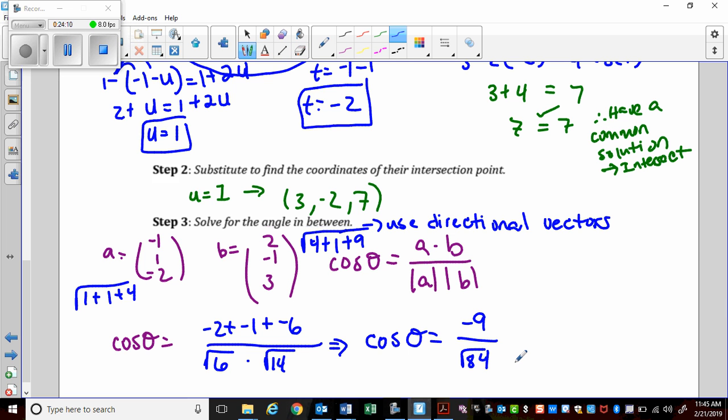You guys are going to have to plug this into the calculator. Remember, you're doing the cosine inverse of this. So in the calculator, you guys are going to say cosine to the negative 1, second cosine of negative 9 over, make sure you put that negative 9 over the square root of 84. And then if we plug this into the calculator, we get approximately 169 degrees or 11 degrees.